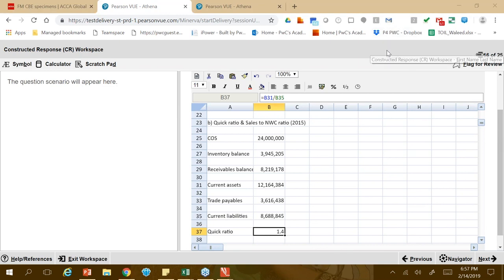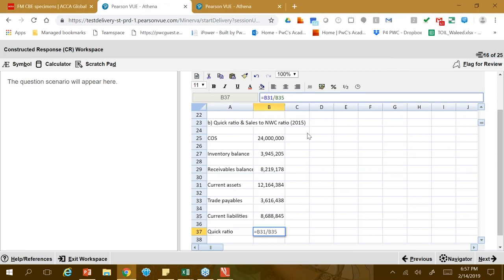Oh, yes, you picked it right again. We should exclude the inventory, as that was what I was waiting for. The quick ratio is current assets minus the inventory. So we just need the receivables part here, and the receivables part was the B29. So receivables over the current liabilities.